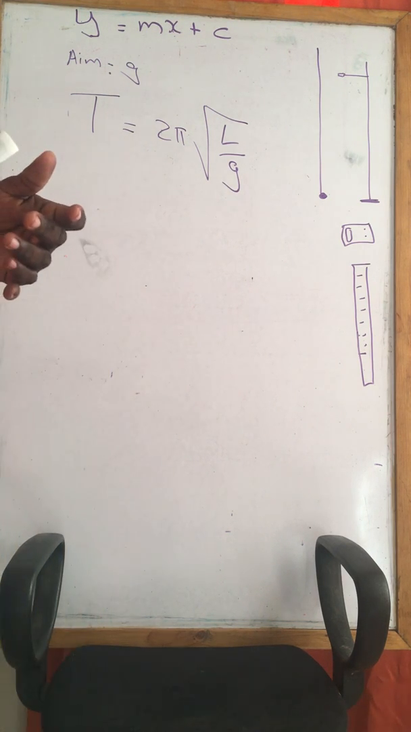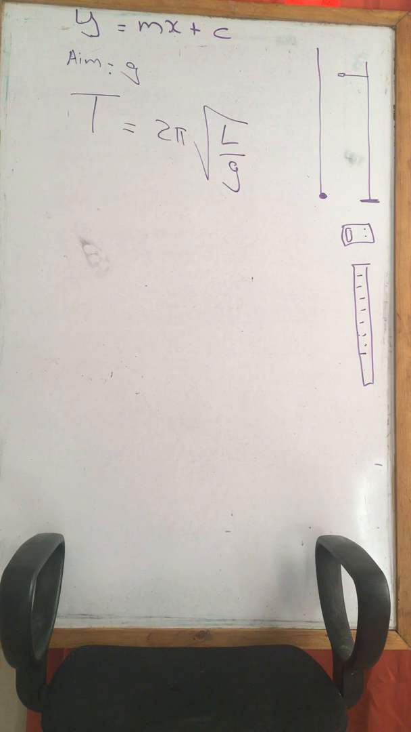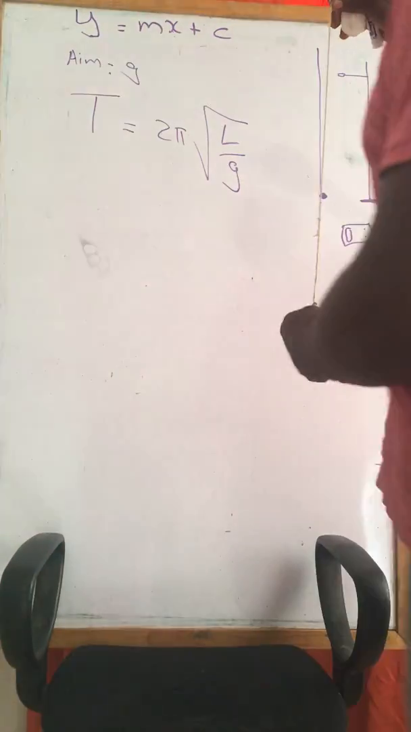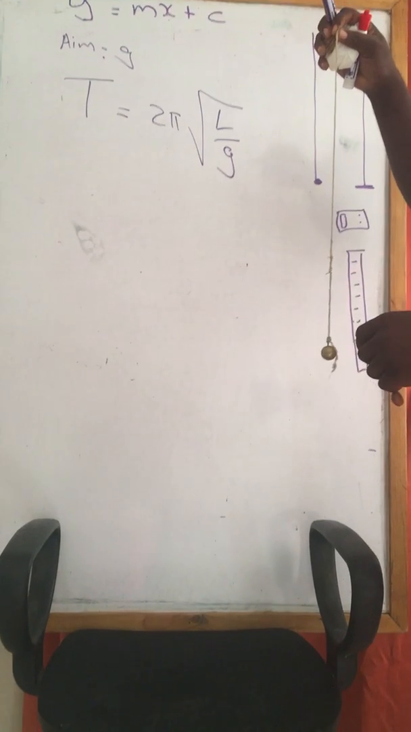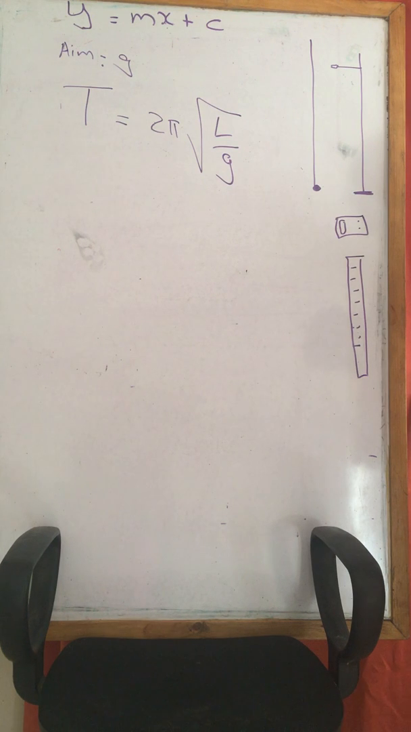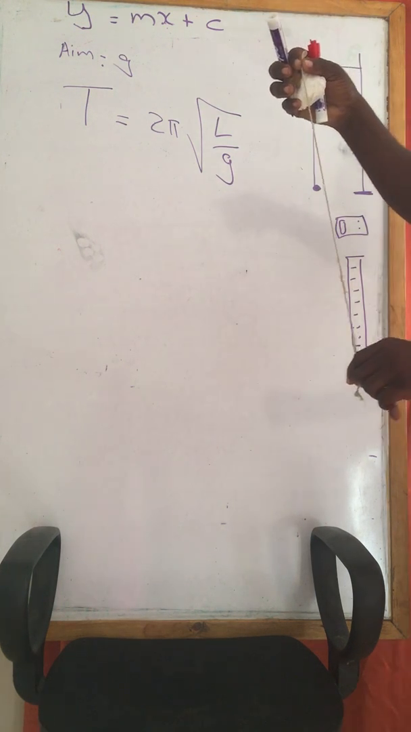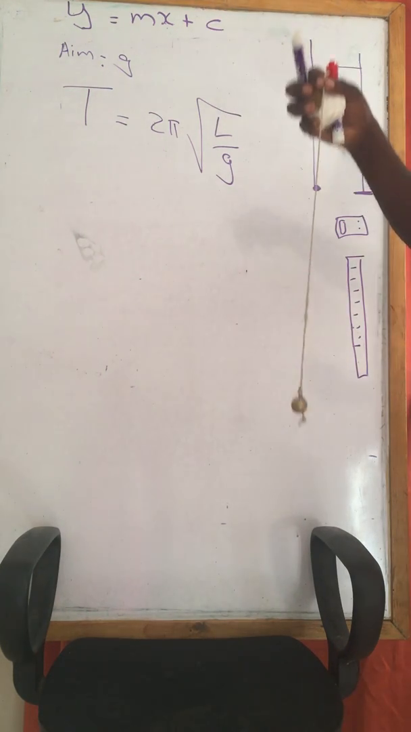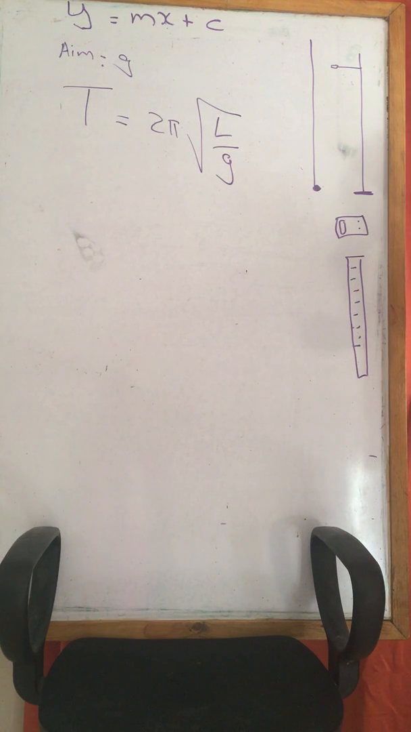And we must be able to eliminate our random errors. So if I take my timer and I take one swing like that and try to capture the time for the to and fro to get T right here, that would be a very crude way of doing it. So we must try and eliminate those random errors.